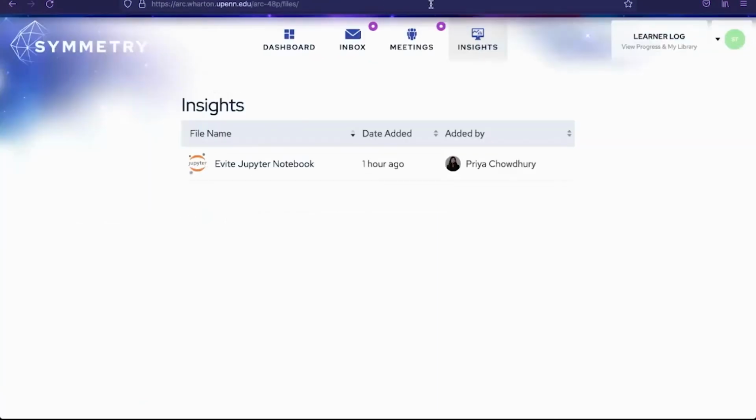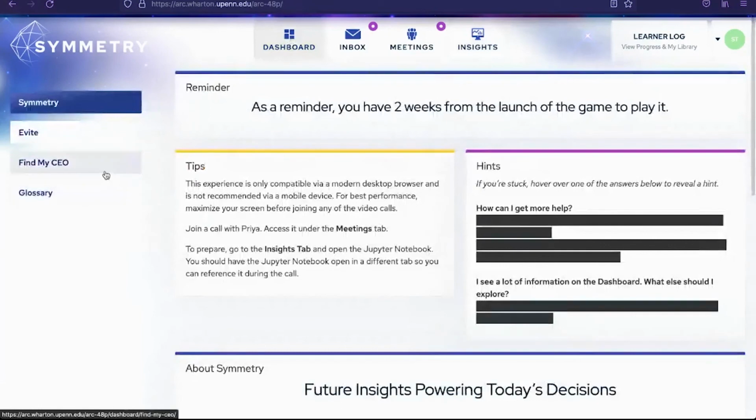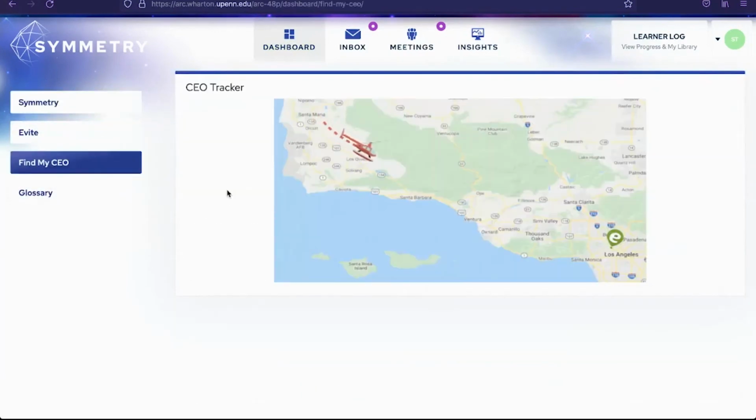And she does run into some turbulence. You do have a few hours to finish the game. And you can see the Find My CEO right here. So we really do hope that you'll come and play the game.